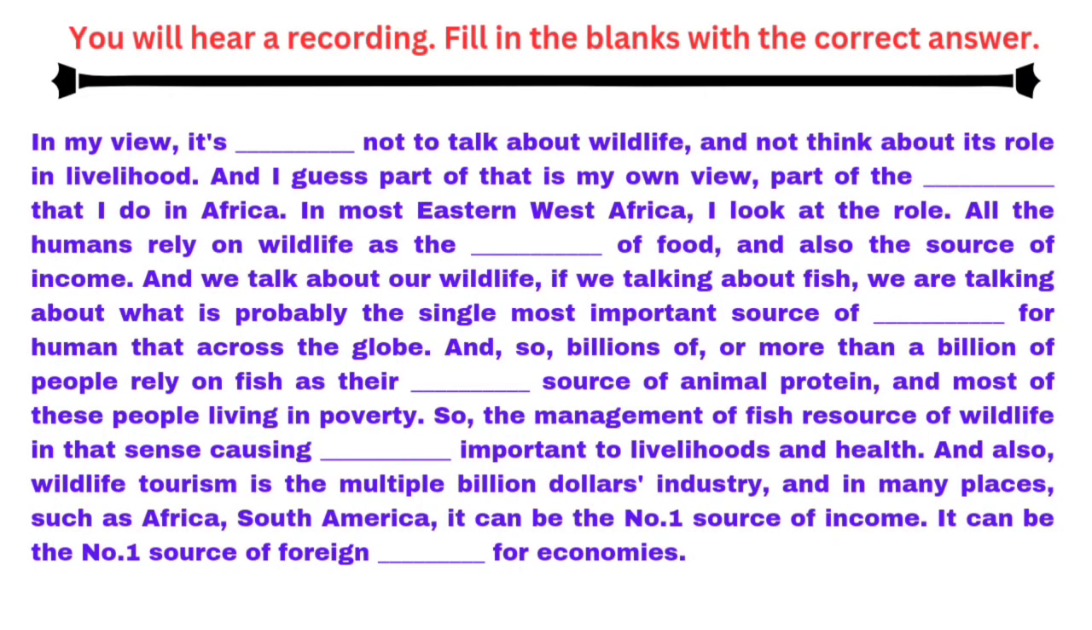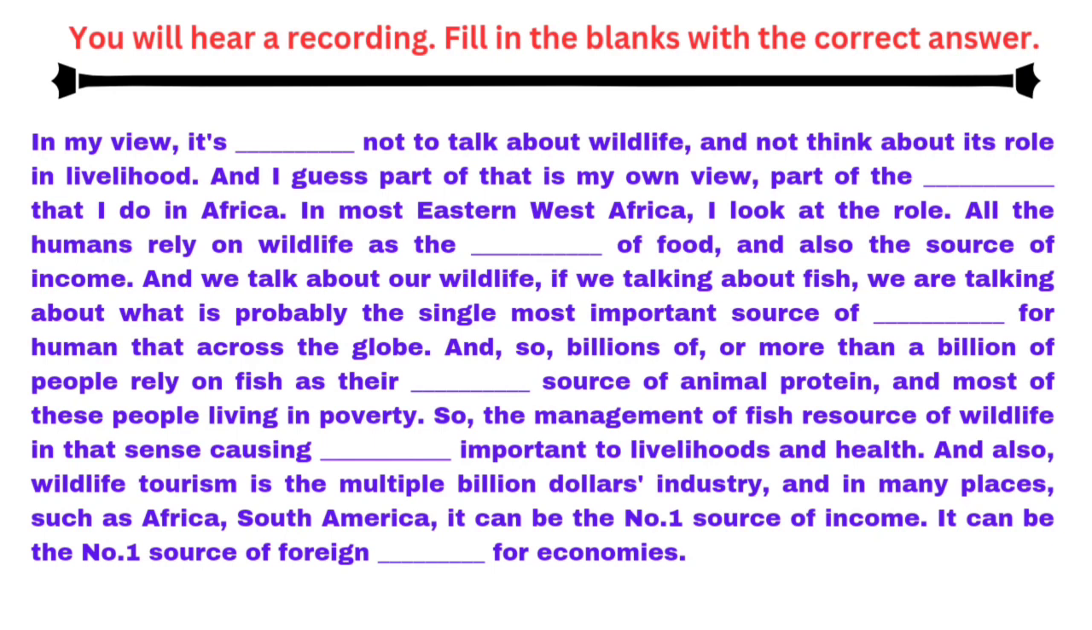In my view, it's impossible to talk about wildlife and not think about its role in livelihood. And I guess part of that is my own view, part of the research that I do in Africa. In most of eastern and West Africa, I look at the role of how humans rely on wildlife as the source of food, and also the source of income. And if we're talking about wildlife, if we're talking about fish, we are talking about what is probably the single most important source of protein for humans across the globe.